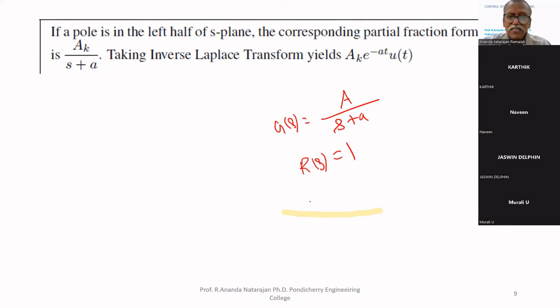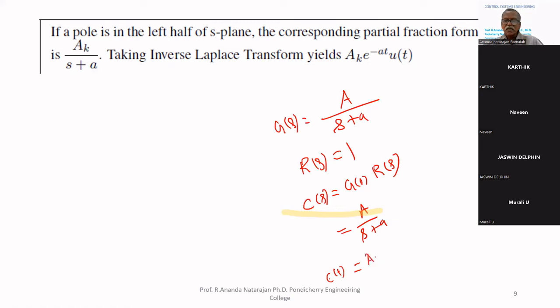For that, what is the output? C of S equal to G of S multiplied by R of S. That is equal to A upon S plus A. Then C of t equal to what? We have to take Laplace inverse. A e power minus at. If it is on the left hand side, you will get e power minus at.